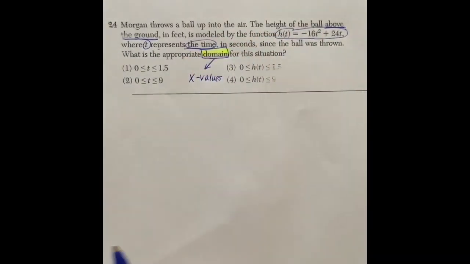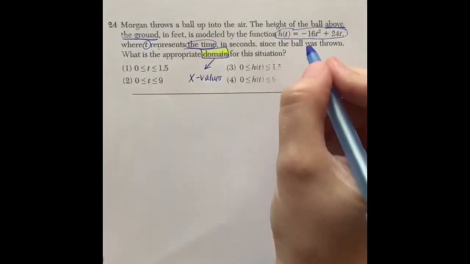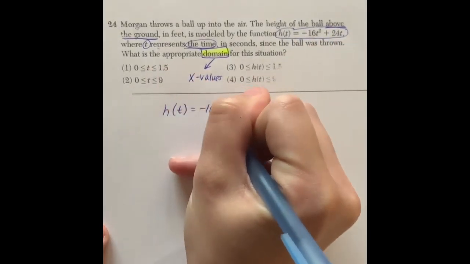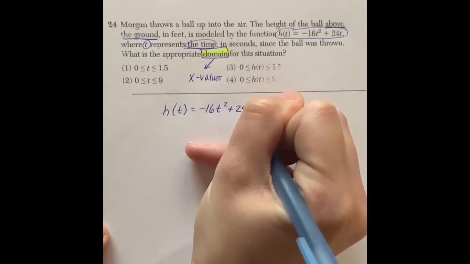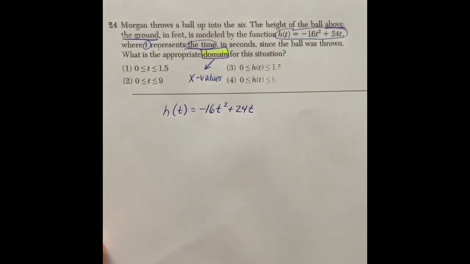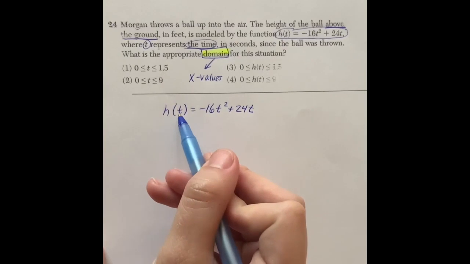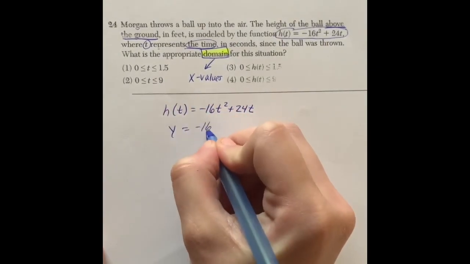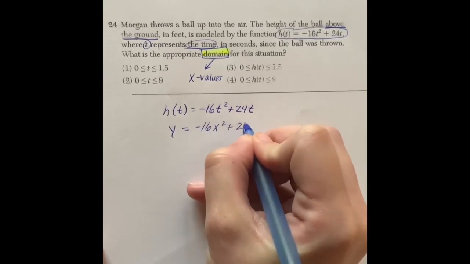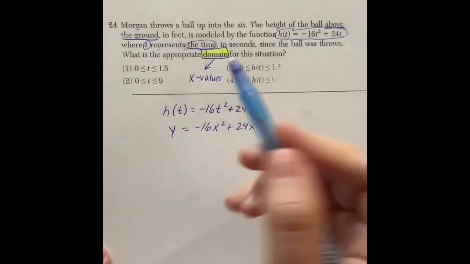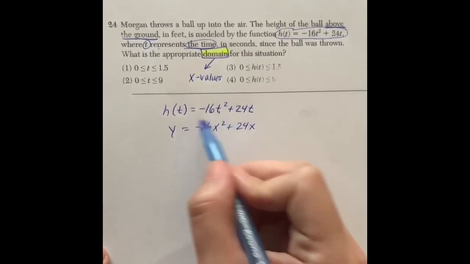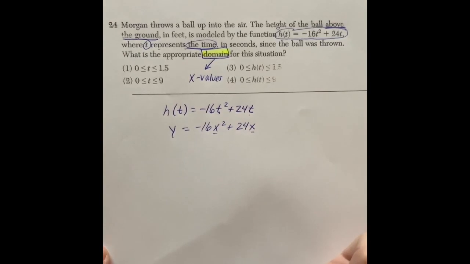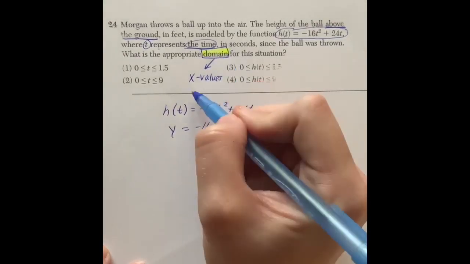Now I know we don't really see x in this scenario, but if I rewrite h of t equals negative 16t squared plus 24t and put that in the calculator, I wouldn't be putting h of t and I wouldn't be putting t. I would be putting y equals negative 16x squared plus 24x. So this t in the original function really is the same thing as x. When we're talking about domain, we're talking about x values.